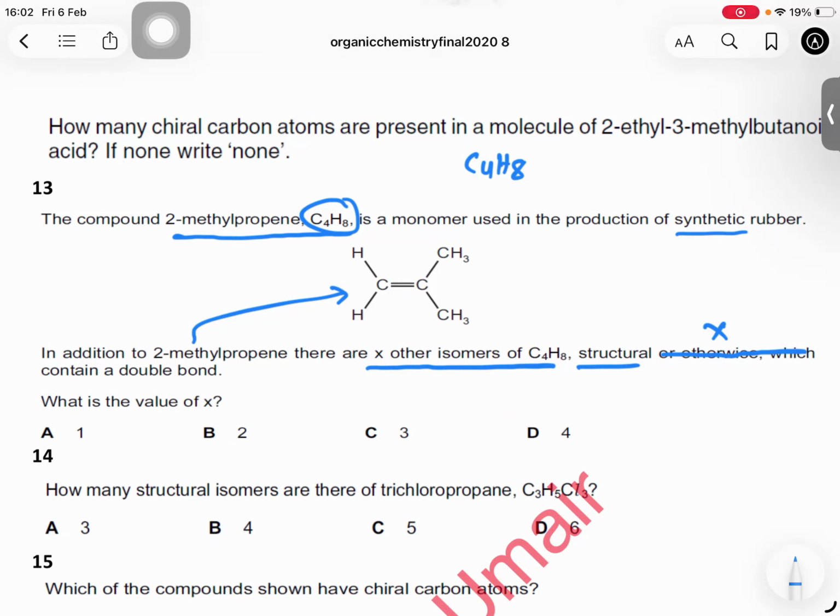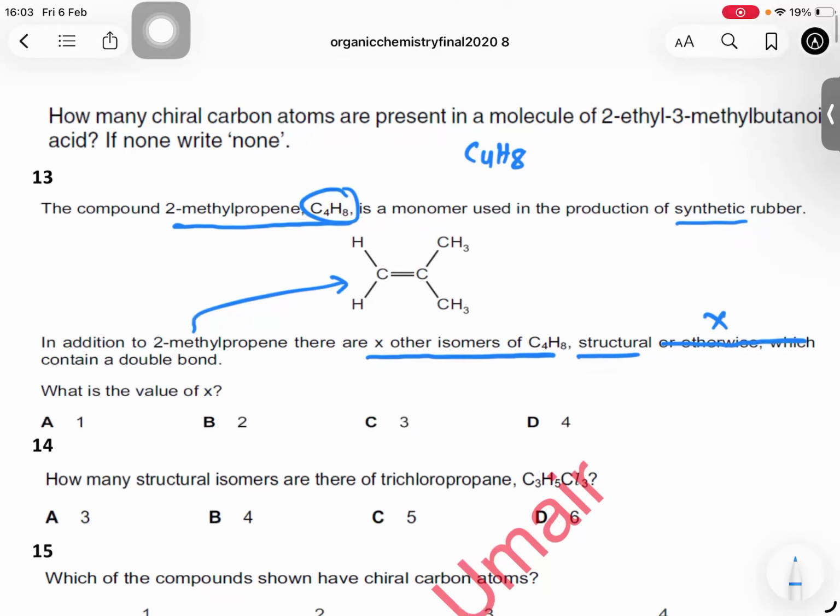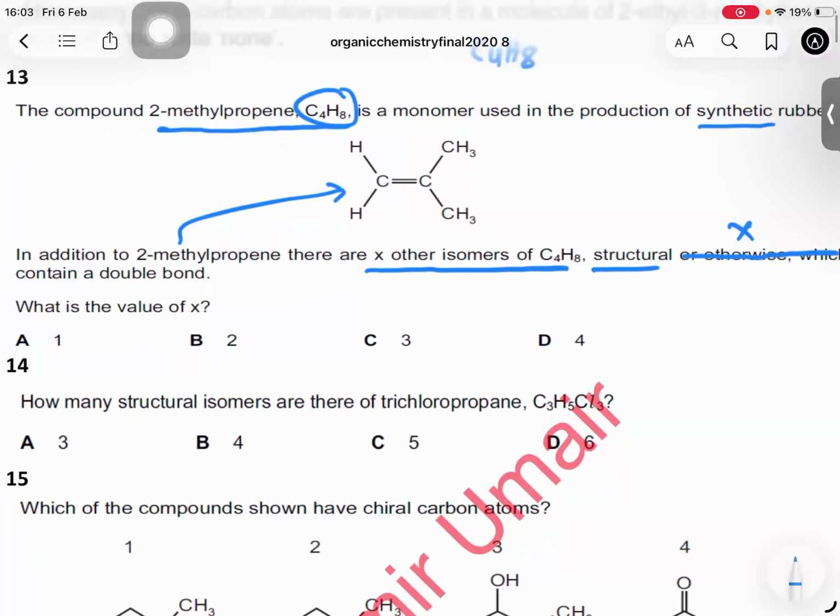We are like this. The chiral means the chiral. No, just forget about the chiral. Just forget about the chiral. This is the one which we are doing right now. But I think it's 4. Yeah. Sir.